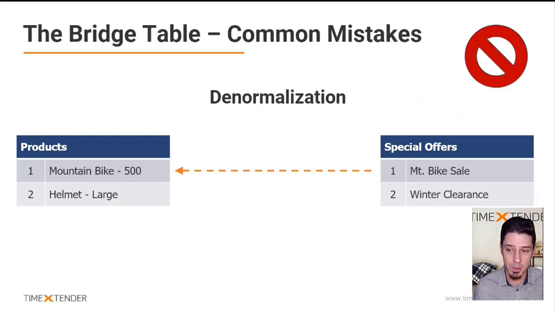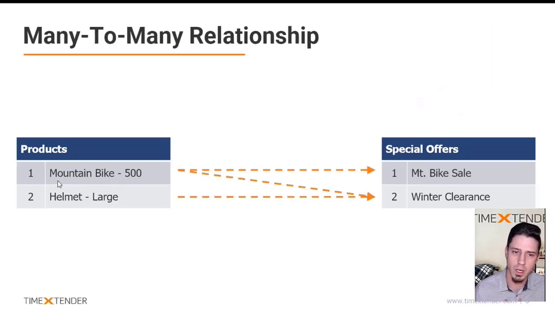And the relationship between these, so here we are. We have the many-to-many relationship here. We have products and special offers. And as you can see, the mountain bike has been part of the Mountain Bike Sale, but also part of the Winter Clearance, right? And then we have the helmet, which was only part of the Winter Clearance. So we have this kind of many-to-many relationship. The Winter Clearance applies to two items, right? And the mountain bike also applies to two of the opposite items.